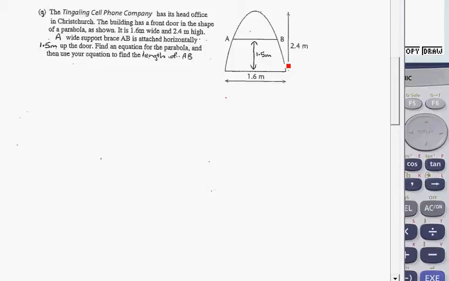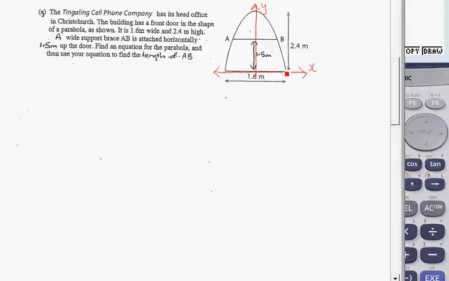Right, the Tingaling cell phone company. Now we know the equation of a parabola. We've talked about this. Putting in some axes to help us, we'll put a y-axis there and an x-axis there. And then I can see I've got a nice parabola on a graph, which I'm used to working with.